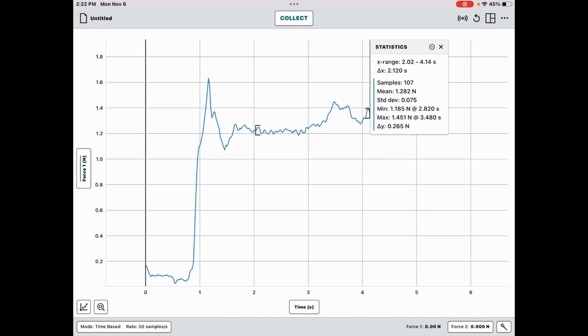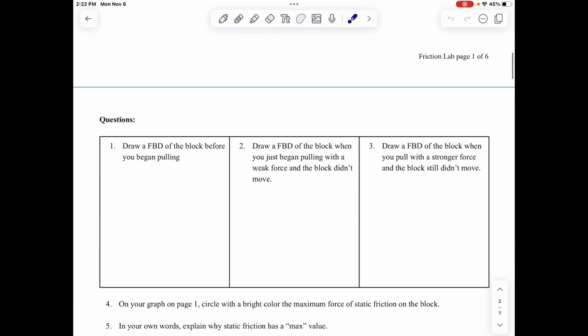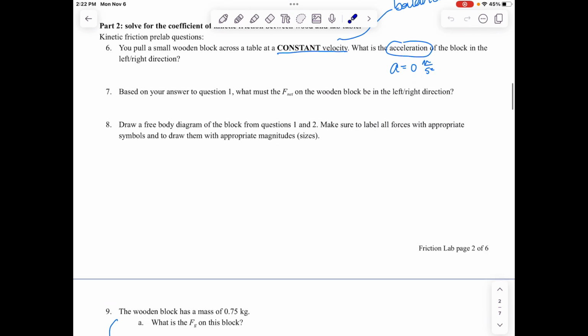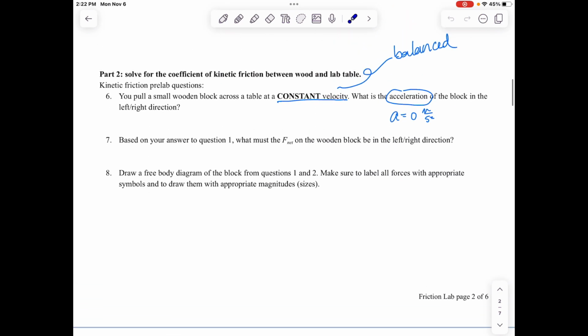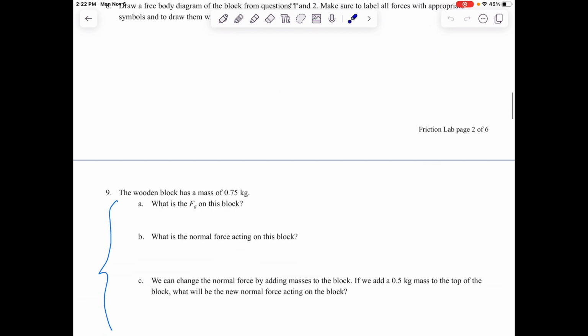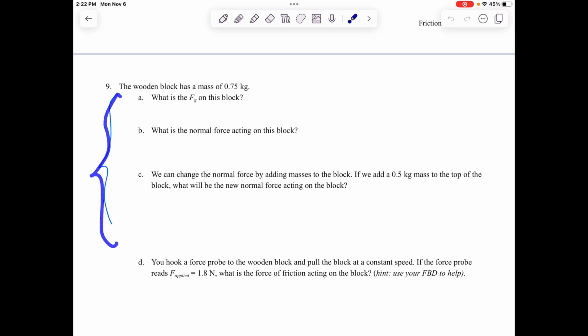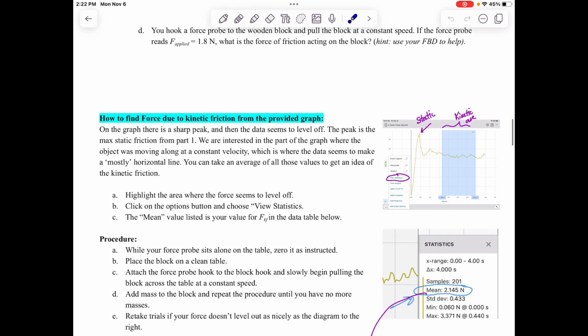What you're going to do today is scroll down and answer these questions here. Make sure you're paying attention, in part 2, to this information here about constant velocity and what that means when you're talking about forces and acceleration. Here's a sample problem. Make sure you try it. That'll get you in the right mindset for what you need to do below.